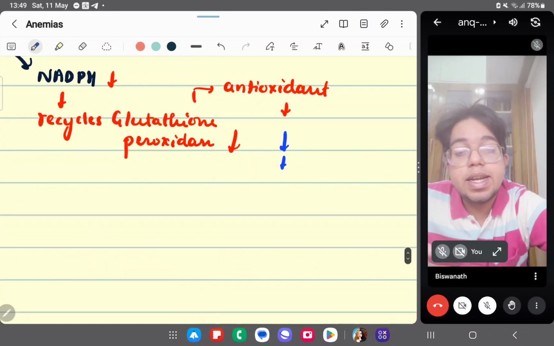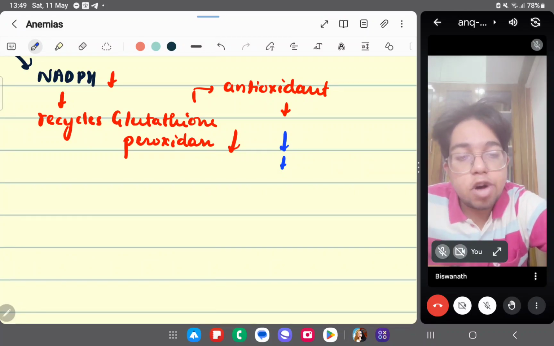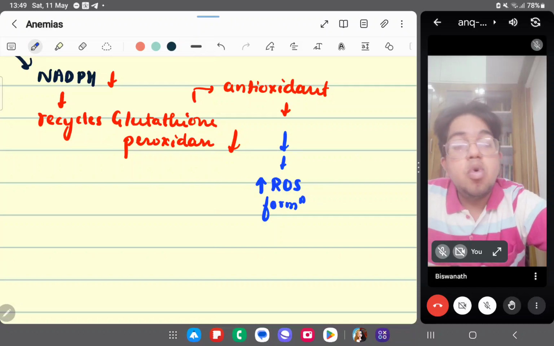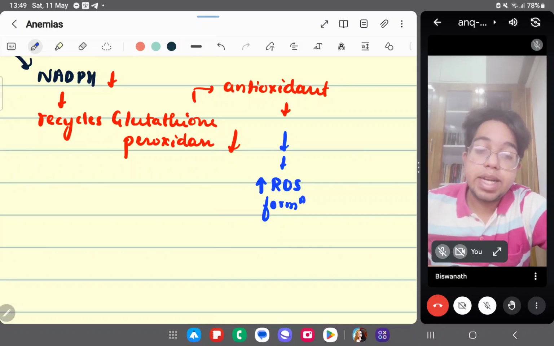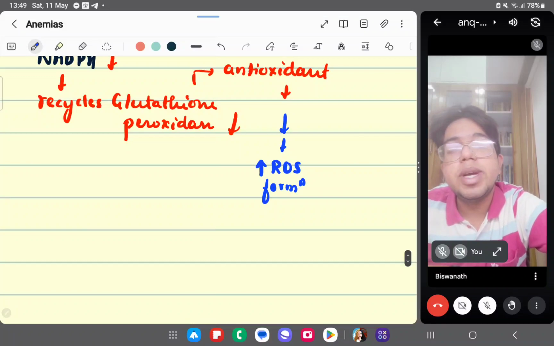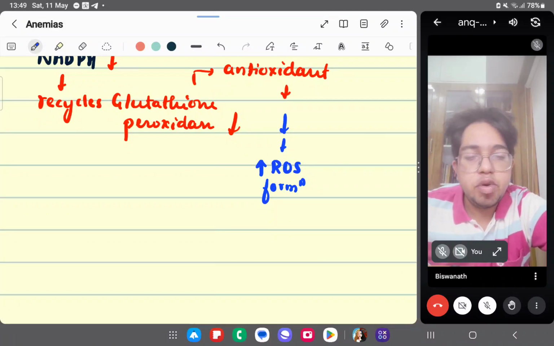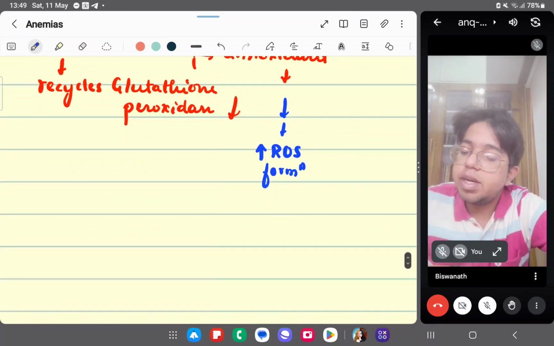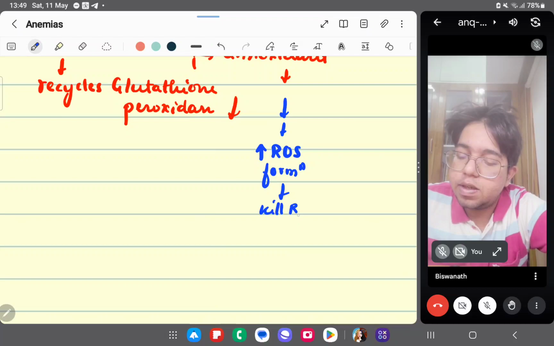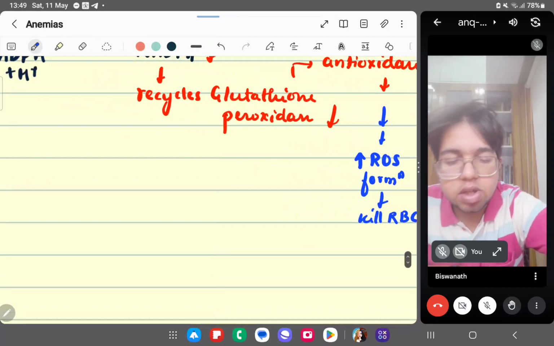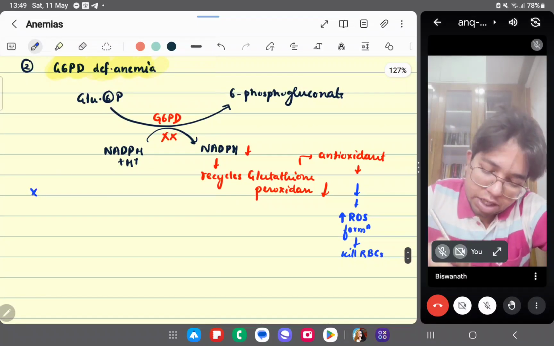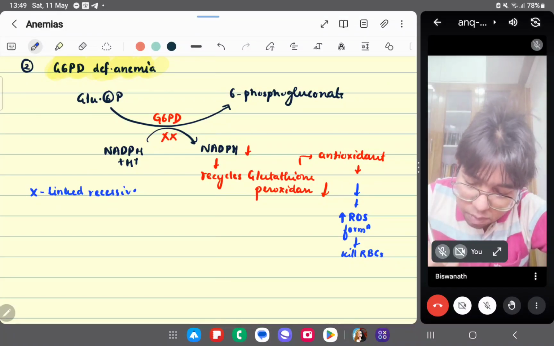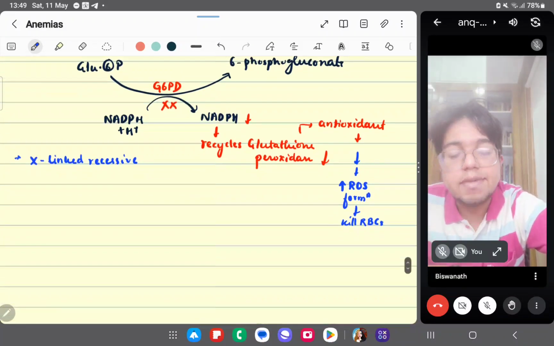Antioxidant is decreased, so there is formation of more reactive oxygen species. More ROS formation will kill the RBCs, because WBCs won't be killed since they have a nucleus. They can produce new enzymes and protect themselves, but the RBCs are killed. This is the etiology. Inheritance is an X-linked recessive condition.